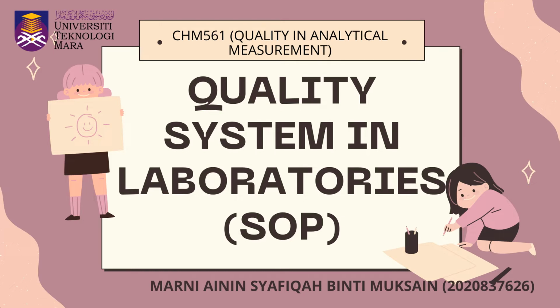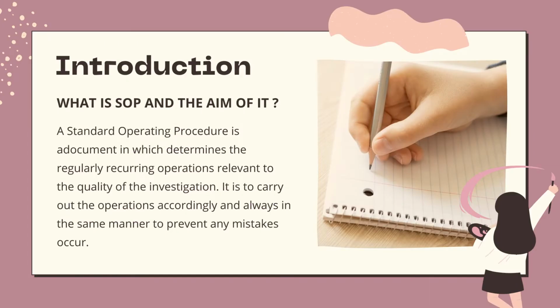The main talk is about SOP, which is one of the quality systems in the laboratory. What is SOP and the aim of it? Standard Operating Procedure, or SOP, is a document which determines the regularly recurring operations relevant to the quality of the investigation. It is to carry out the operation accordingly and always in the same manner to prevent any mistakes from occurring.